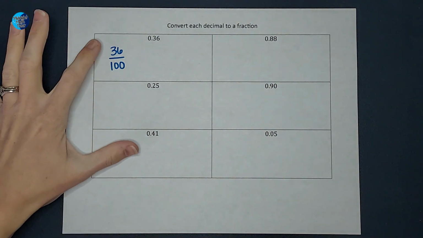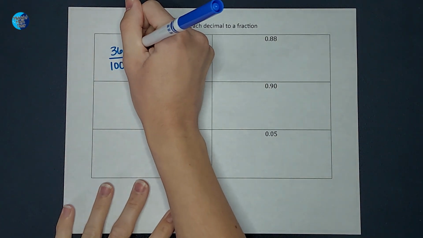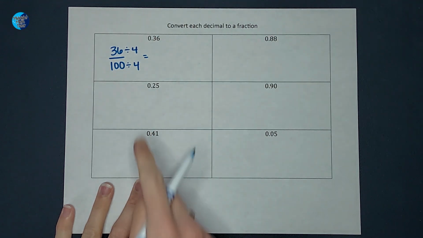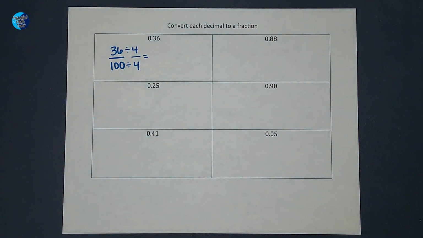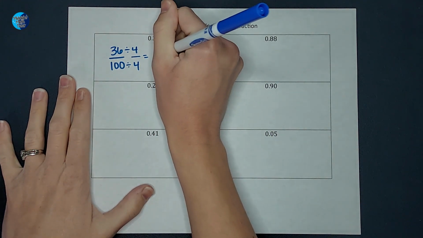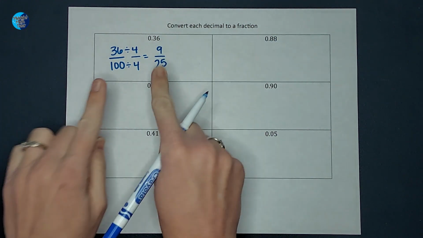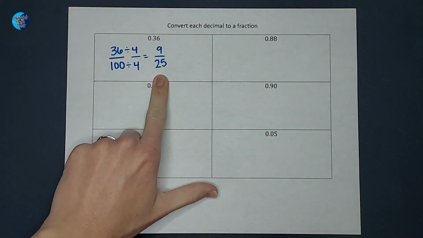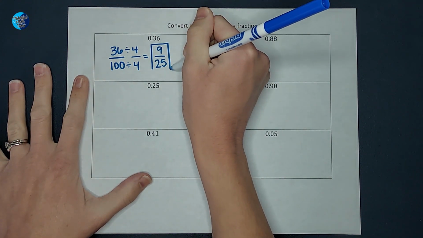All right, but when I look at this, I notice that 4 goes into both 36 and 100. So I am going to divide the top and the bottom by 4. I can do that because 4 over 4 is just 1, right? So I'm changing what the fraction looks like, but not its value. So 36 divided by 4 is 9, and 100 divided by 4 is 25. So these are the same fraction, just one is more simplified. I always like to check and make sure this won't simplify further, which it won't, so that is my answer.